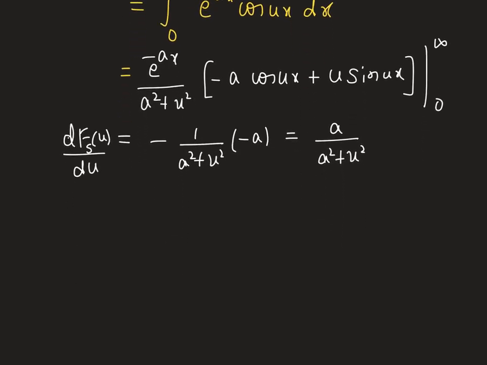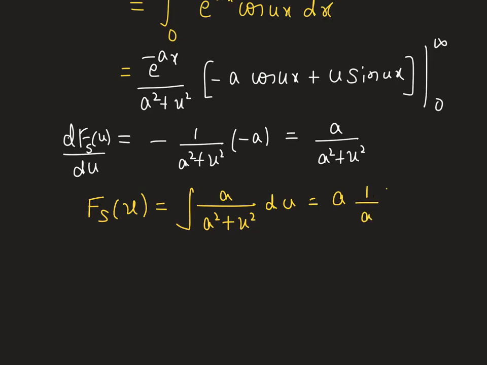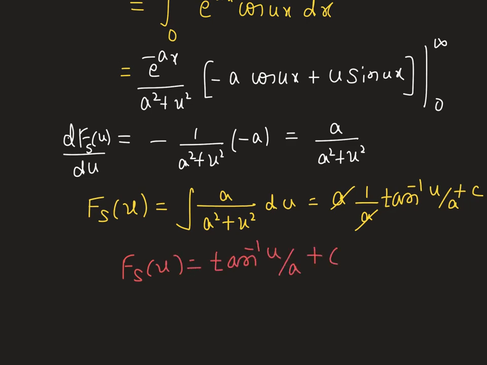Now how to obtain the Fourier sine transform from this? So by integrating both the sides, we get Fs of u. So integration of a divided by a square plus u square du. So keeping this a out, integration of 1 over a square plus u square will be 1 by a tan inverse u by a, and plus constant. So this a gets cancelled. We have the result Fs of u is tan inverse u by a plus c.